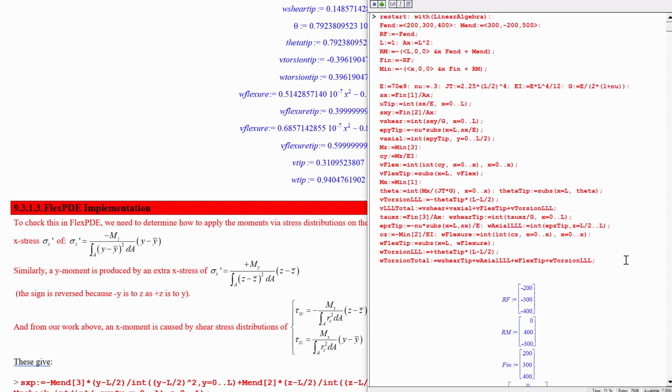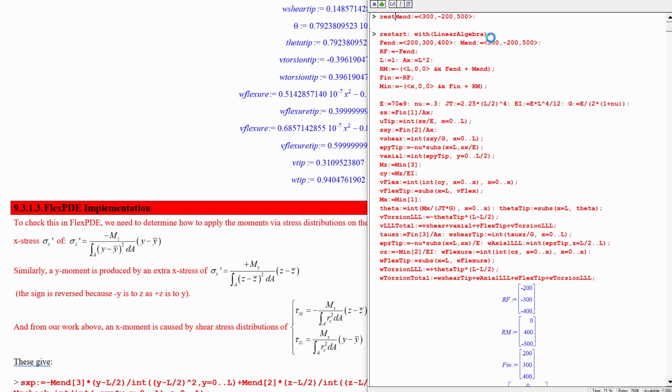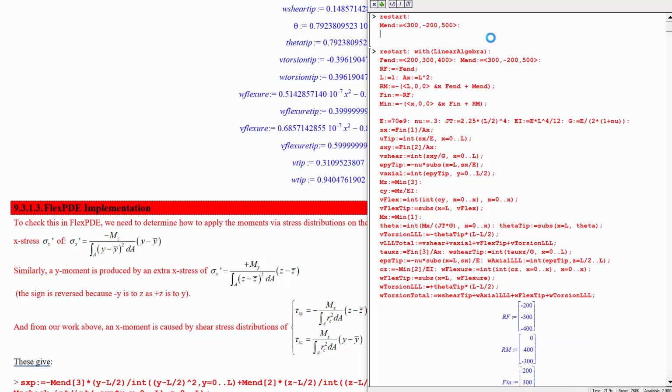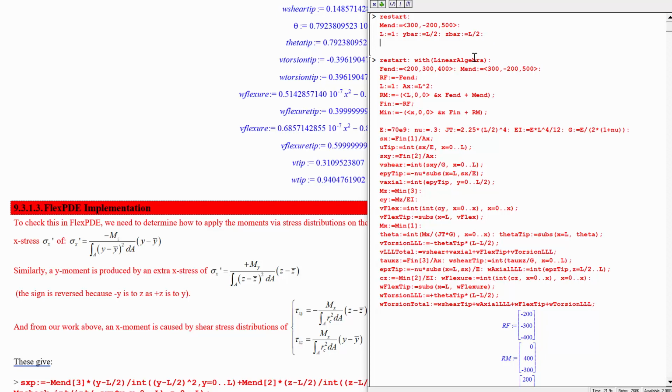According to those formulas, we just need to know what M end is. So let's make a new thing here. Restart. M end is that. And then we can say L is equal to 1, y bar is equal to L over 2, Z bar is equal to L over 2. Those are the midpoints because we start at 0, 0, 0 and go to L, L, L. So these are the midpoints of that surface in X and Y.